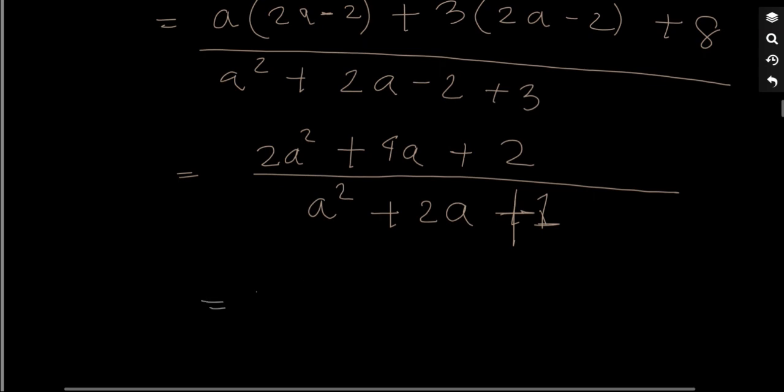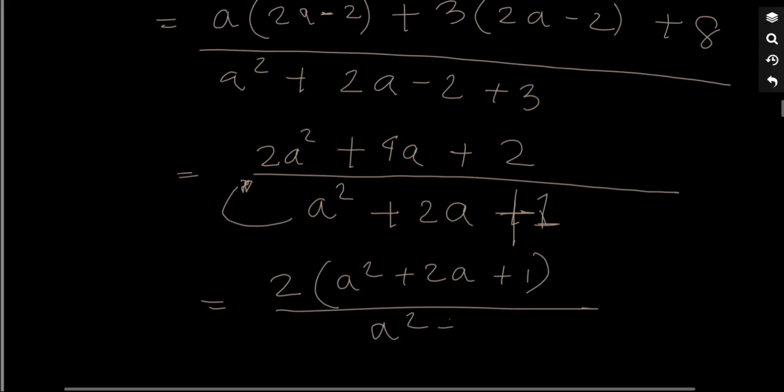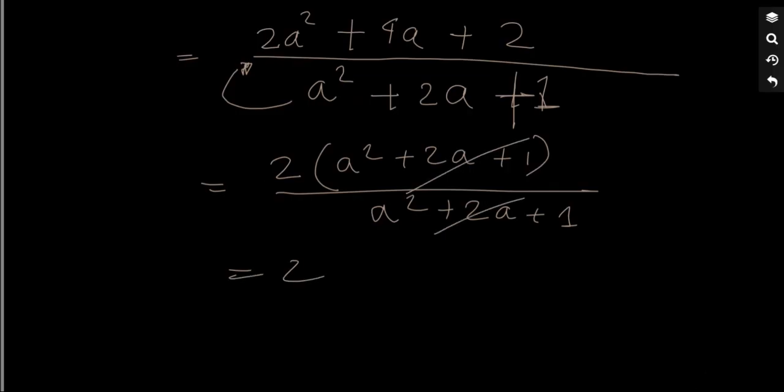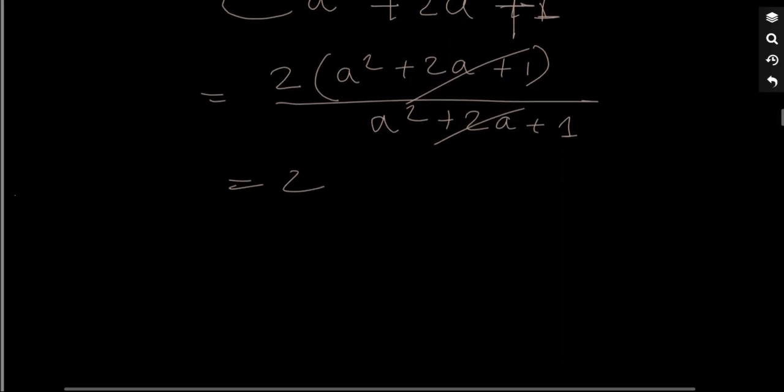Then, oh, this is just 2 times the whole thing, that is just 2 times a square plus 2a plus 1. So what's the answer? n equals 2. So this is the thing, and what ab actually works for the whole thing, that is a, and then 2a minus 2.